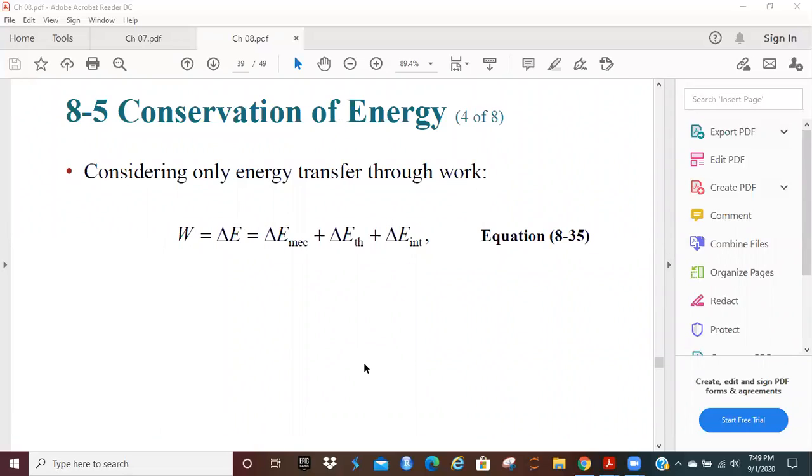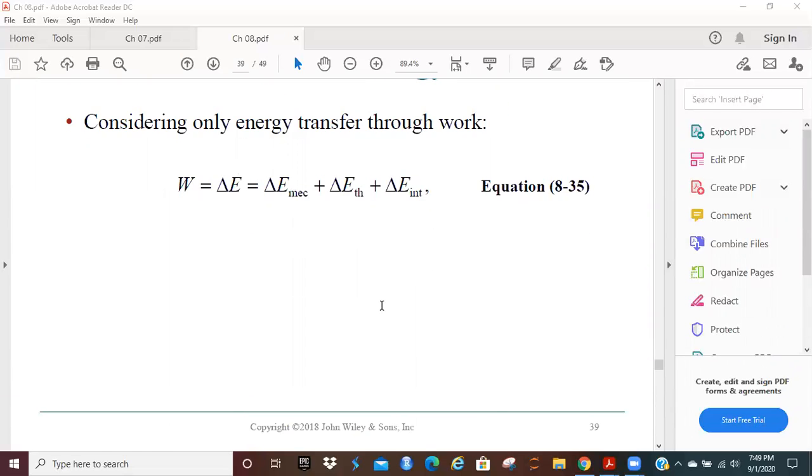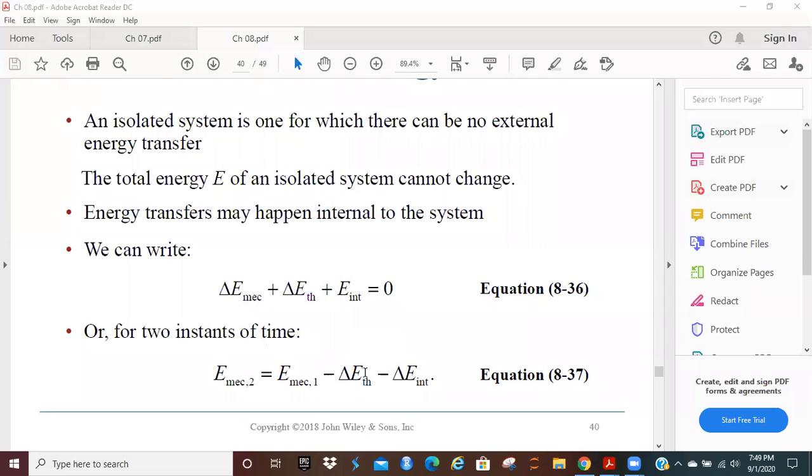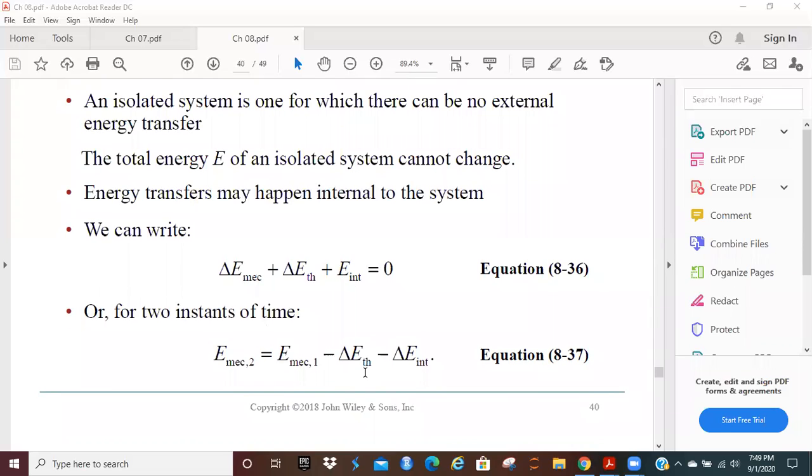Considering only energy transfer through work, work is going to be the same as a change in energy, be it mechanical, thermal, or internal. An isolated system is just that. It's a system that doesn't come in contact with anything else. The total energy of the isolated system can't change. However, you can change from mechanical to thermal, or thermal to internal, internal to thermal, however you want to do it. That depends on the mechanisms that are going on within that particular system.